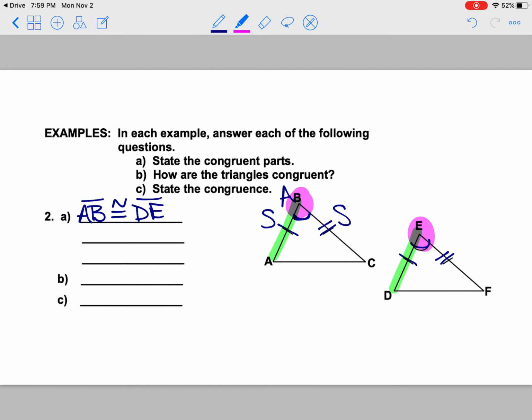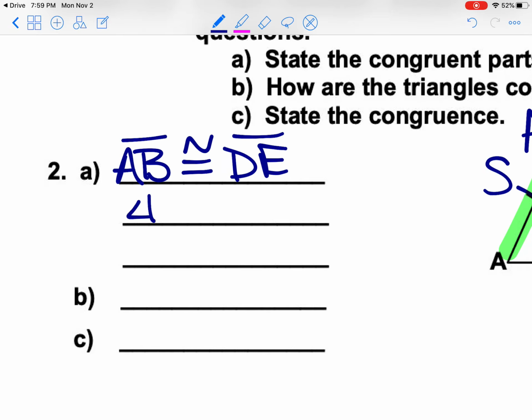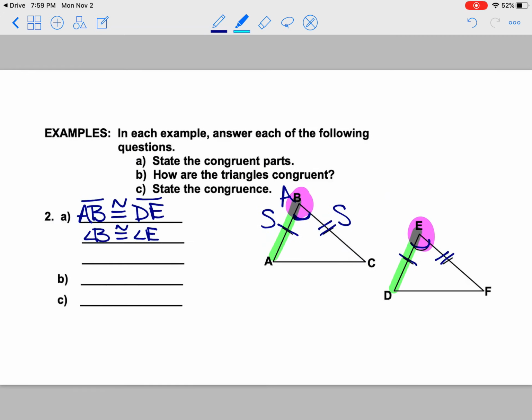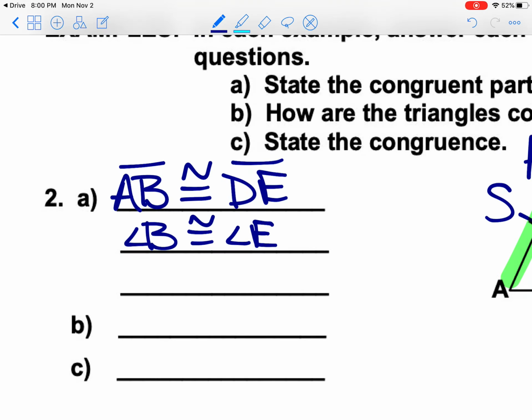Then we marked an angle, and so we marked angle B, and angle E was also marked the same, so they are congruent. Notice I am putting the angle markings in there. And then the third piece is another side. So we were given that side and this side being congruent. So BC, and if we start with B, we have to start with E. So BC is congruent to EF. Okay, and those are our parts.